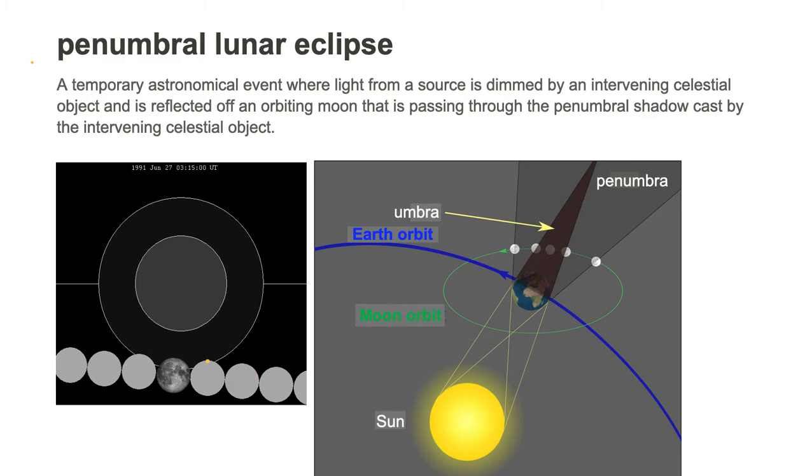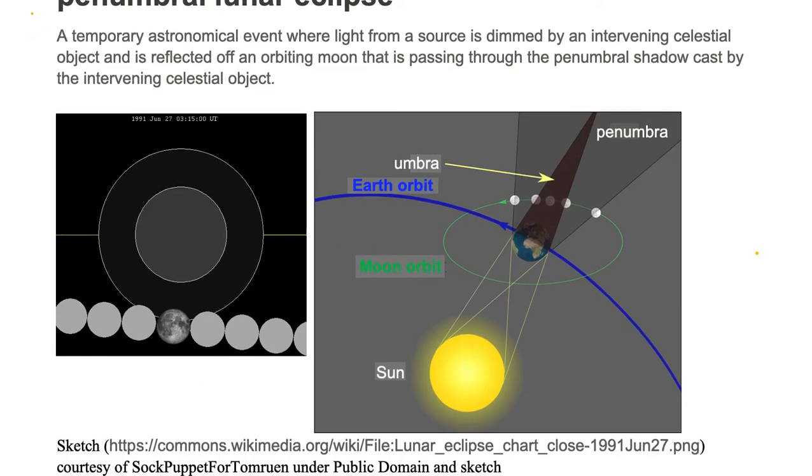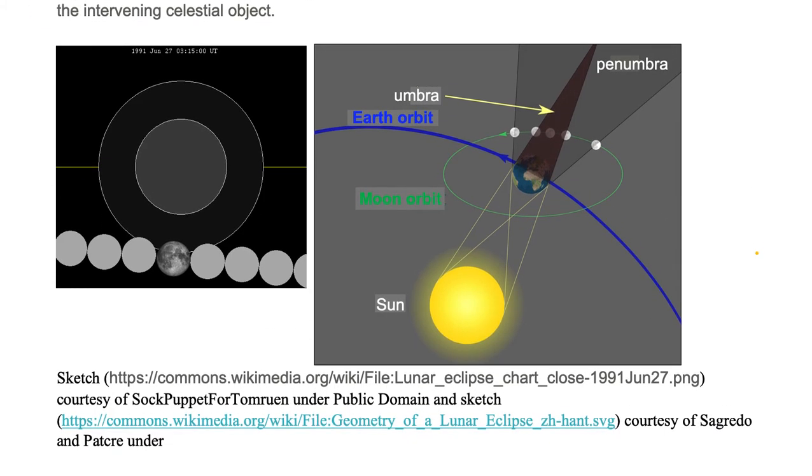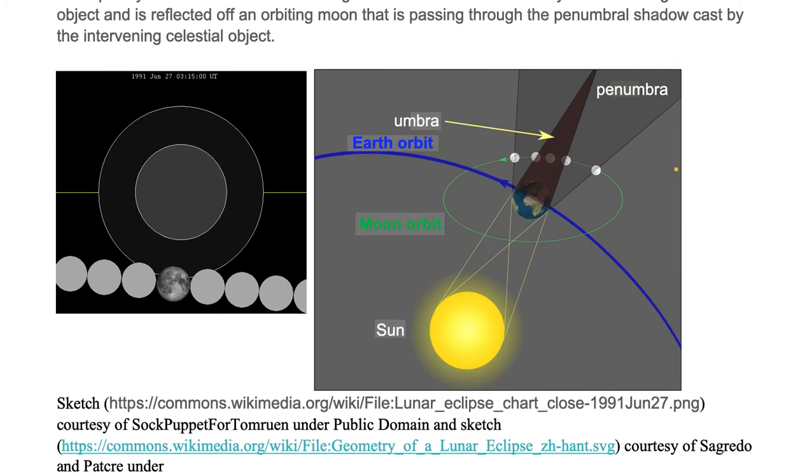So you could pass through all of the penumbra, or the moon could pass partially through the penumbra, and you will just see a darkening of the moon. It won't turn a reddish color, it'll just be a darkening of the moon. Let's look at a sketch of a penumbral lunar eclipse. And we're going to use the sun, the earth, and the moon system in this penumbral eclipse.